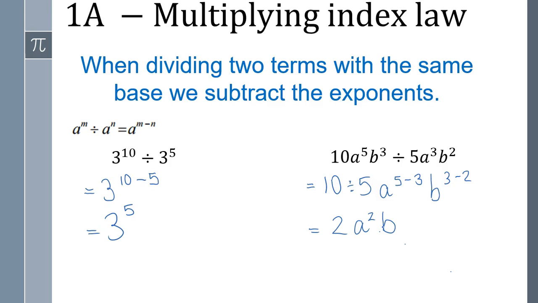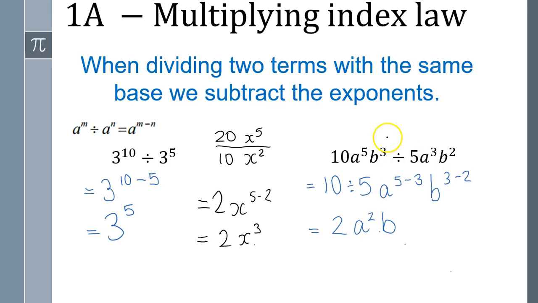Another way you might see them, I'll just draw one in the middle here, would be something like this. With that fraction bar, which means the same thing, we're still going to divide. So we divide numbers first. 20 divided by 10 would give us 2. X to the power of 5 take 2 gives us x to the power of 3. So whenever you see dividing, it might be an actual dividing sign, it might be a fraction bar. We're taking the powers as long as the base is the same.